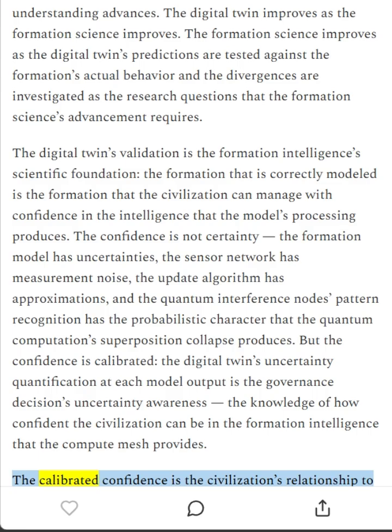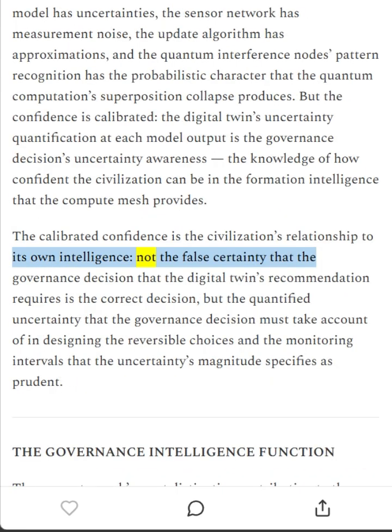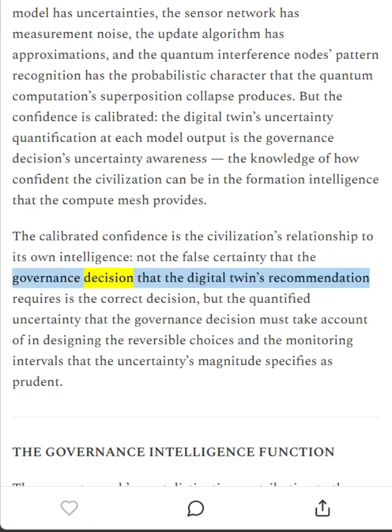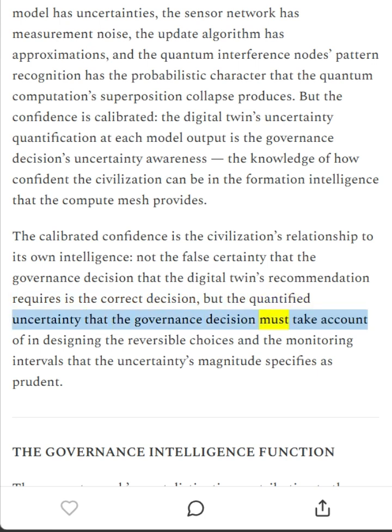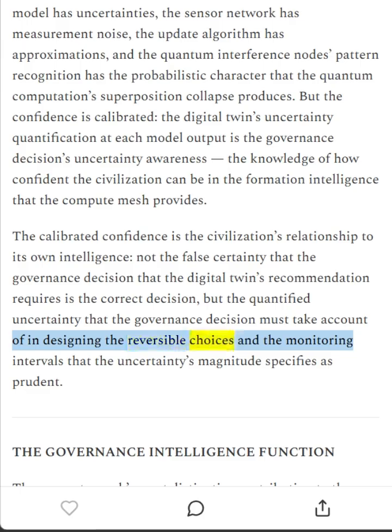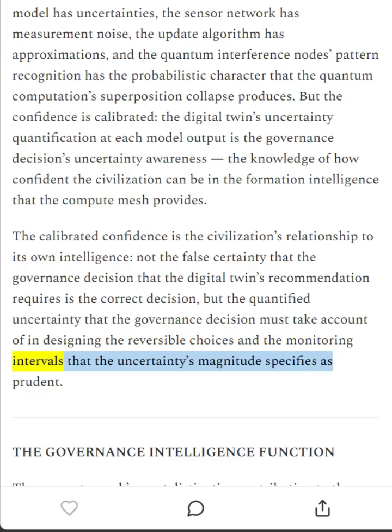The calibrated confidence is the civilization's relationship to its own intelligence, not the false certainty that the digital twin's recommendation is the correct decision, but the quantified uncertainty that the governance decision must take account of in designing the reversible choices and the monitoring intervals that the uncertainty's magnitude specifies as prudent.